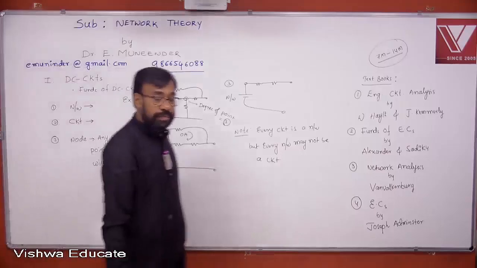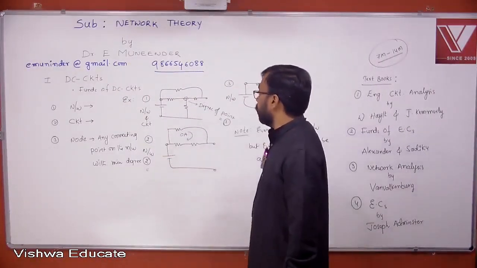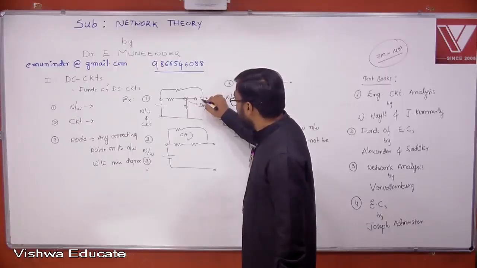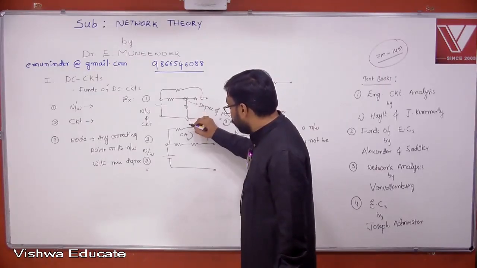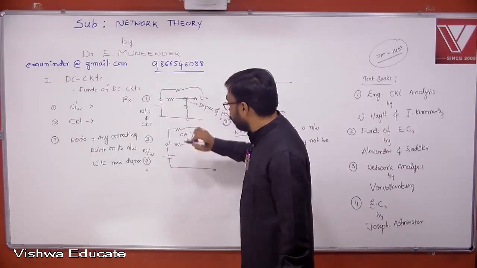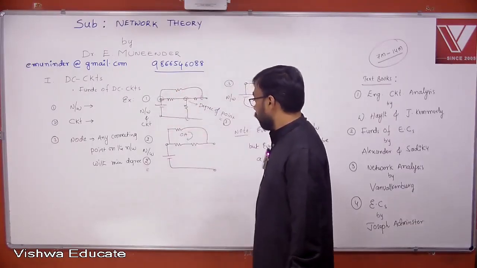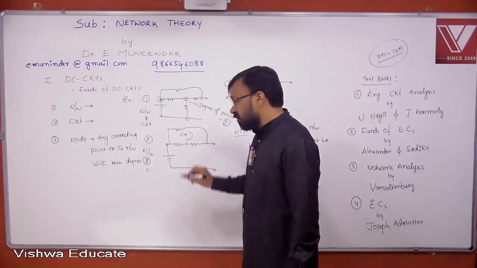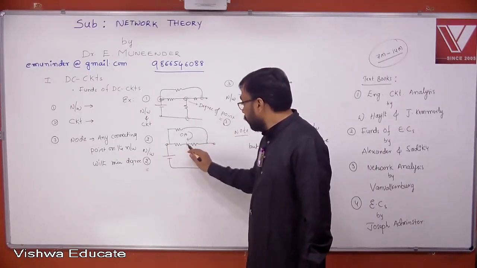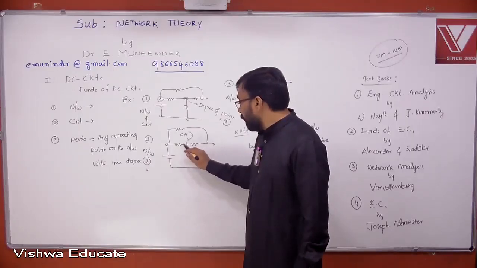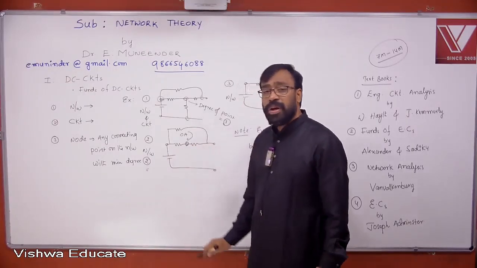You understand all of you? Any connecting point on the network with minimum degree 2 is called a node. I can call it a node. Why? Because what is the degree? 1, 2. I can call it a node because the degree is 1, 2, 3. Can I call this a node? Yes, because there are two elements connected at this particular point. Therefore, I can call this point a node.